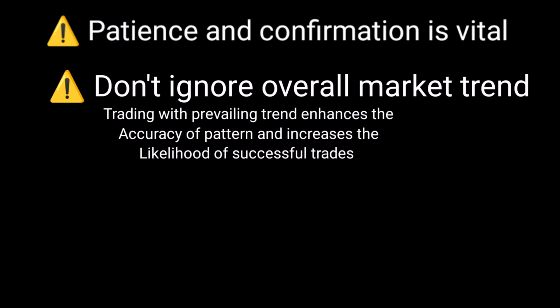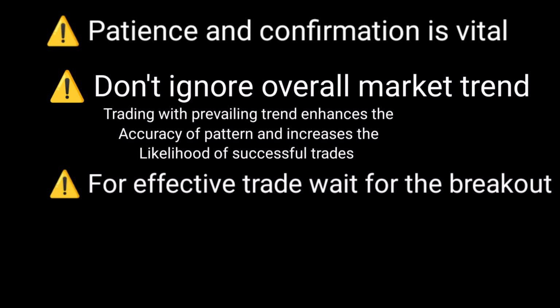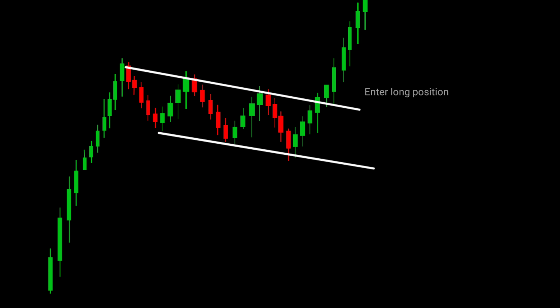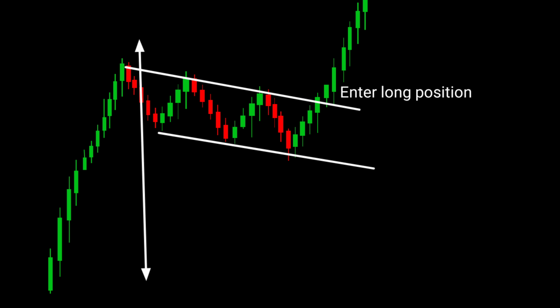To trade the bullish flag pattern effectively, look for a breakout above the upper trend line. Once the breakout occurs, consider entering a long position with a target price projection. Measure the height of the flagpole and add it to the breakout point to estimate a potential target. This projection provides a general idea of the price level the uptrend may reach.